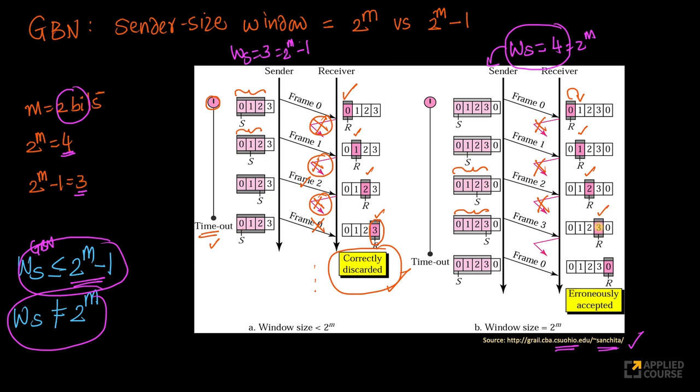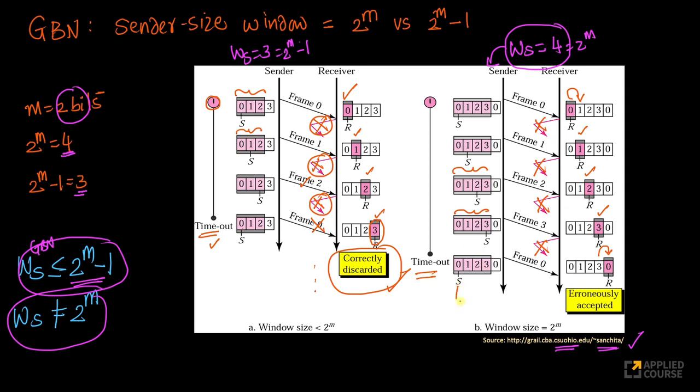It receives frame 3, very good. Then after receiving frame 3, what does it do? It slides further. Now it is waiting for frame 0. But remember, the sender hasn't received any of these acknowledgements. It hasn't received acknowledgement for 0, 1, 2 or 3. So what does it do? It times out now. As soon as it times out, what happens?